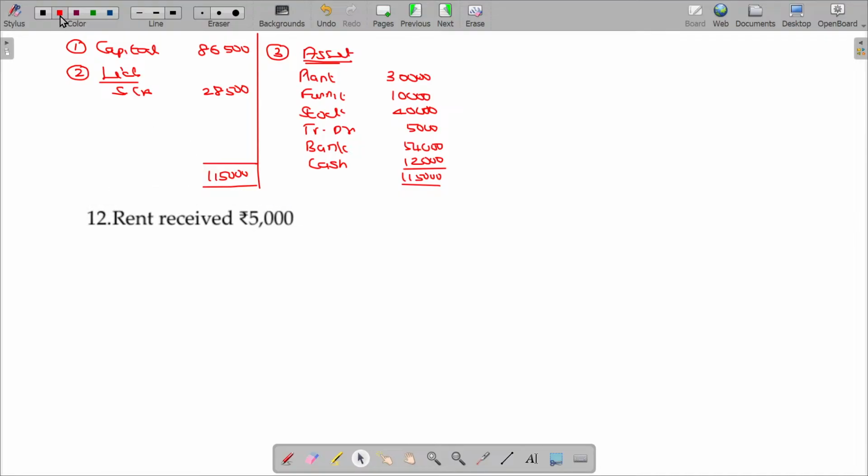Okay. Now what happens here? Rent received is an income, should be added to the capital and maybe in the form of cash. So it should be plus for the cash. So cash, there is a plus 5,000 rupees. Income is nothing but the amount payable or meant for the owner, 5,000 rupees.